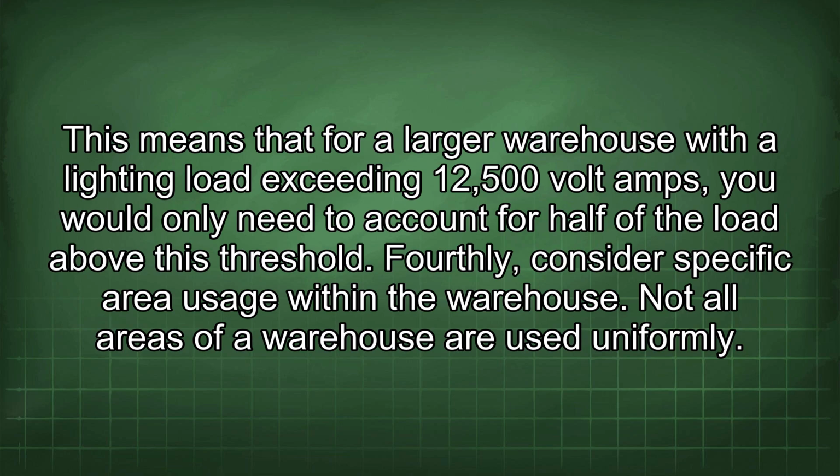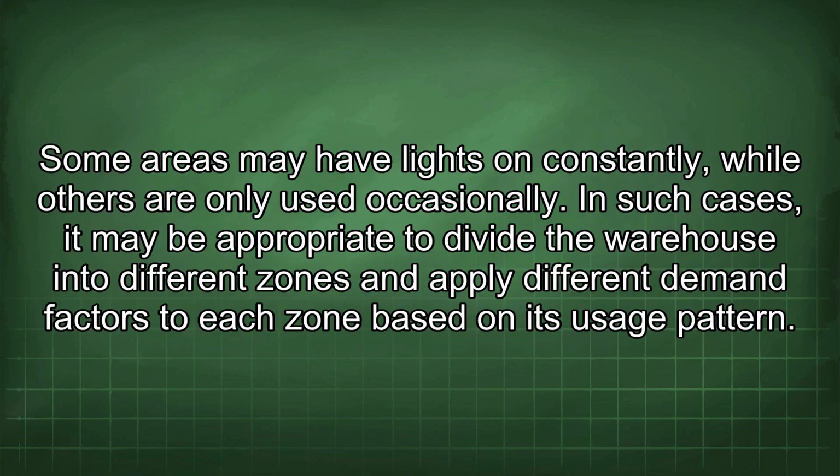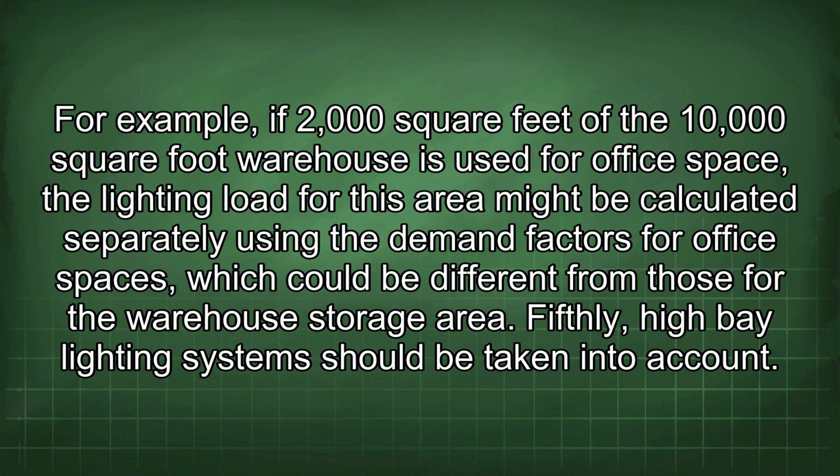Fourthly, consider specific area usage within the warehouse. Not all areas of a warehouse are used uniformly. Some areas may have lights on constantly, while others are only used occasionally. In such cases, it may be appropriate to divide the warehouse into different zones and apply different demand factors to each zone based on its usage pattern. For example, if 2,000 square feet of the 10,000 square foot warehouse is used for office space, the lighting load for this area might be calculated separately using the demand factors for office spaces, which could be different from those for the warehouse storage area.